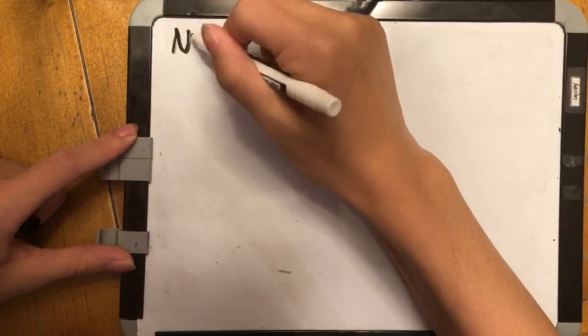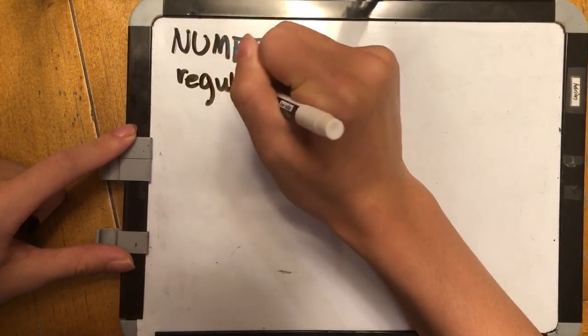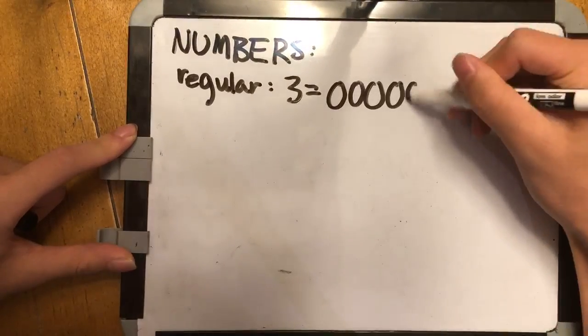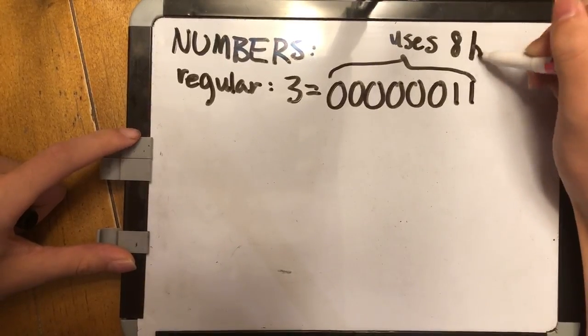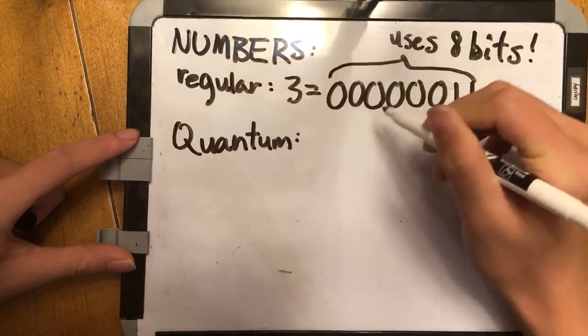Let's compare how numbers work on these two different types of computers. First off, we have the classical, regular old PC. My regular old PC stores the number 3 as a set of 8 bits, 00000011. This is just binary for the number 3.